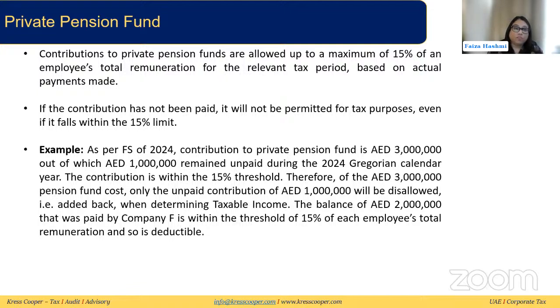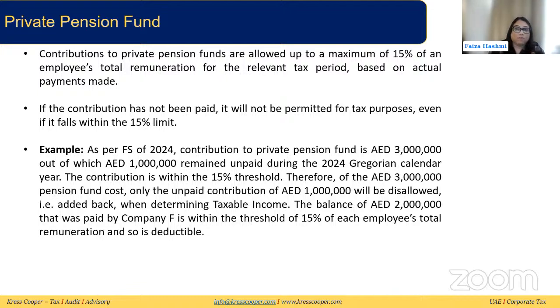So if the contribution has not been paid, it will not be permitted for the taxable person, even if it is within this limit, even if, let's say, the employees are part of the pension payment plan. Let's take an example. As per the financial statement of 2024, contribution to private pension fund is 3 million, out of which 100,000 remain unpaid during the 2024 calendar year. The contribution is within the 15% threshold. Therefore, of the 300,000 pension fund, only the unpaid contribution of 1 million will be disallowed. That means it will be added back.